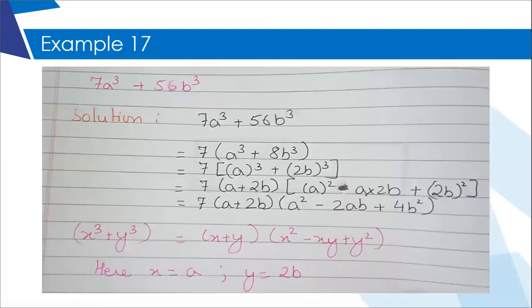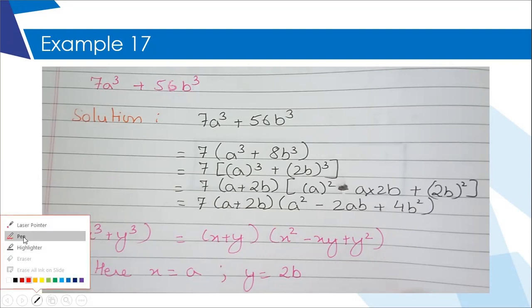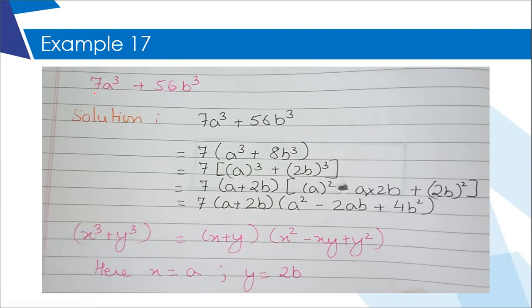Okay, this is the next example: 7a cube plus 56b cube. Now please pay attention over here. Here your 7 as well as 56, these two are not cubic numbers. So I cannot cube them because they are not perfect cubes. So when you get this kind of question, there is one step which will increase.